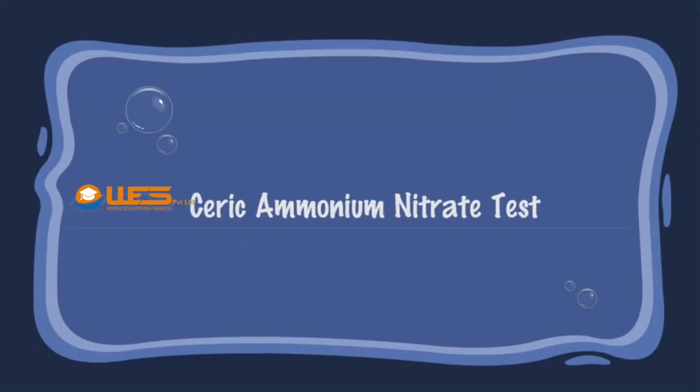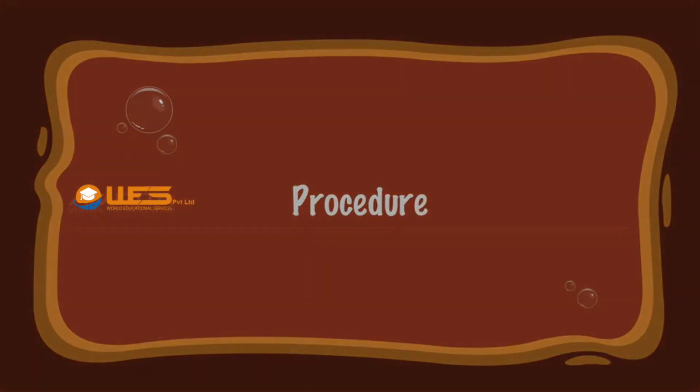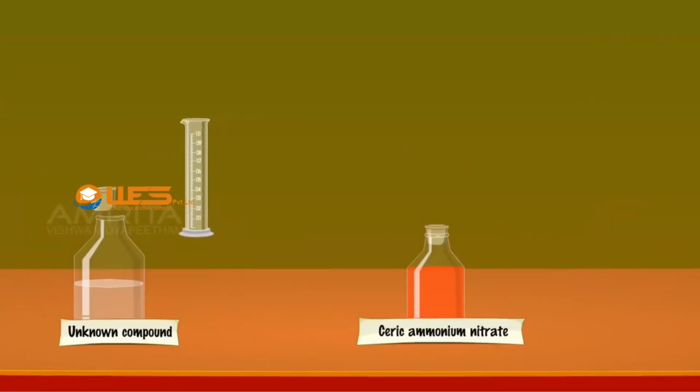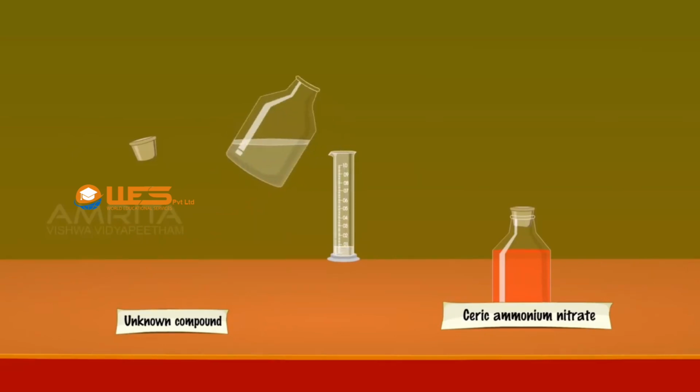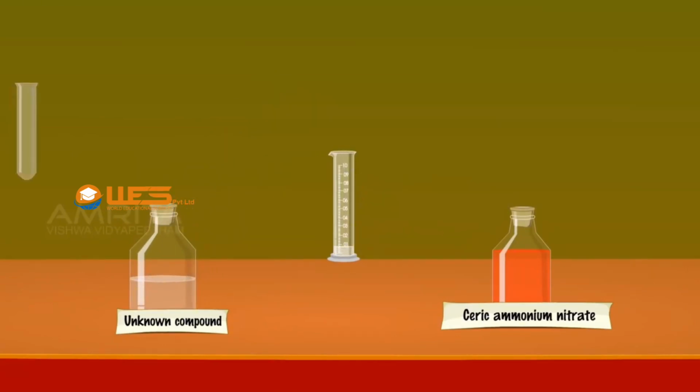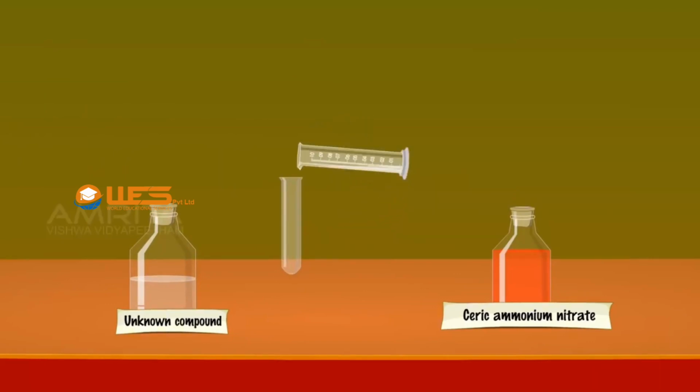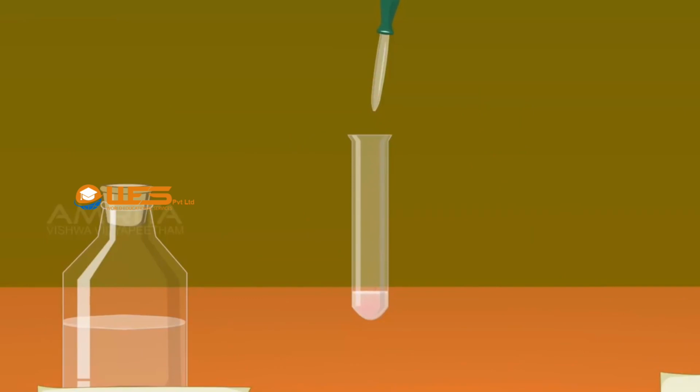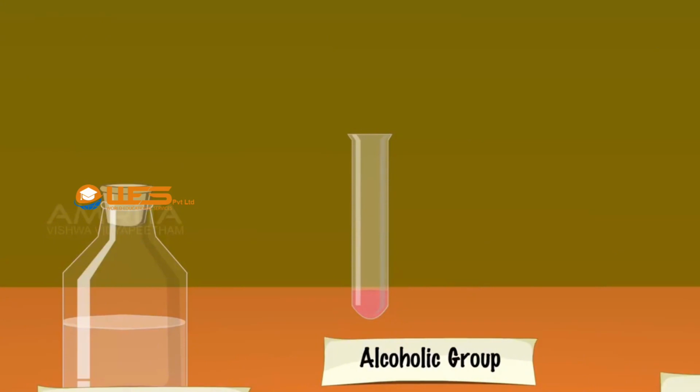Ceric ammonium nitrate test. Procedure. Take a measuring jar. Pour 1 ml of the given unknown compound into it. Pour it into a dry test tube. Add few drops of ceric ammonium nitrate reagent into it. Shake well. Alcoholic compounds react with ceric ammonium nitrate to give a red coloration due to the formation of alkoxy-cerium(IV) complex.